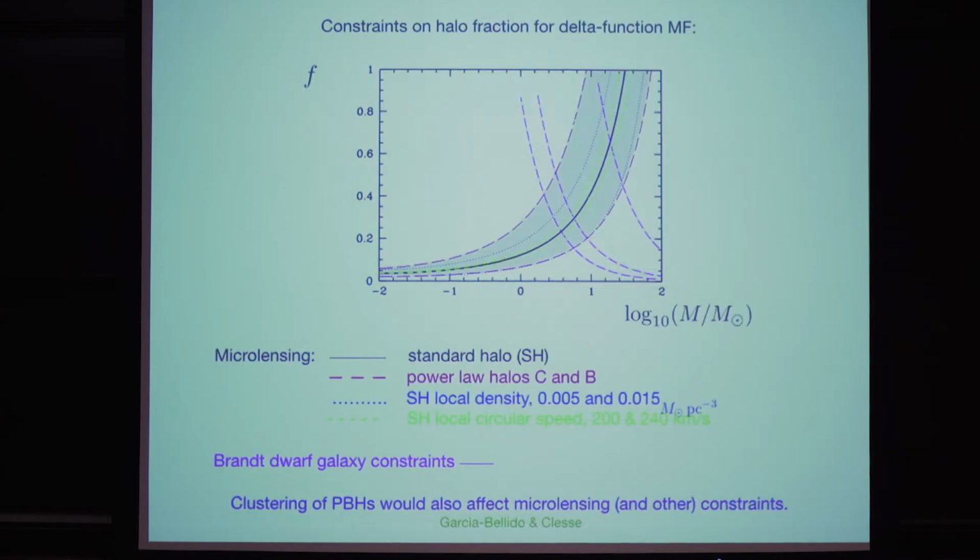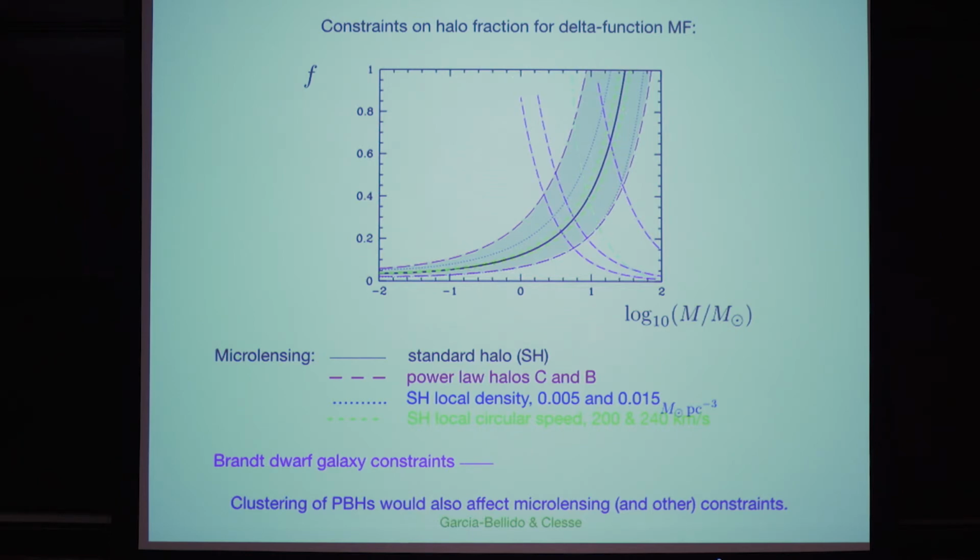And when I did this, this is what I found for the constraints on the halo fraction from microlensing. The standard constraint we've seen many times already from EROS is this black line here. If I stick with the standard halo model and just vary the circular speed, i.e. vary the velocity dispersion of the dark matter, we get a little bit of uncertainty coming in these green curves here, but that's not a huge effect.